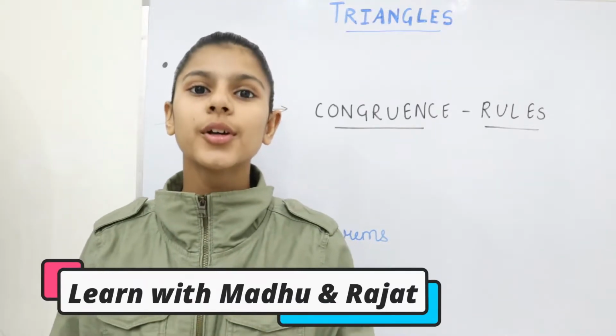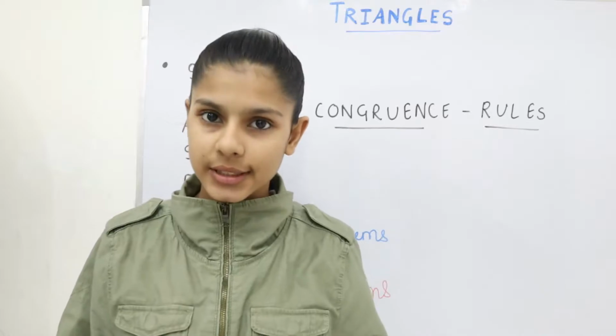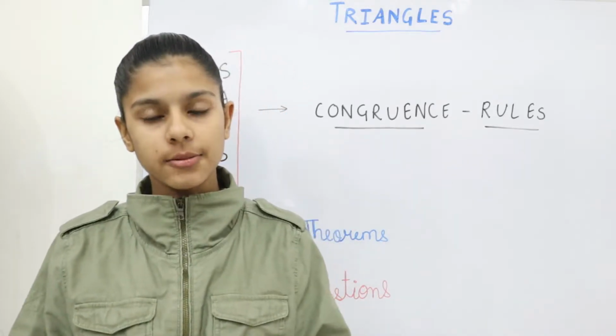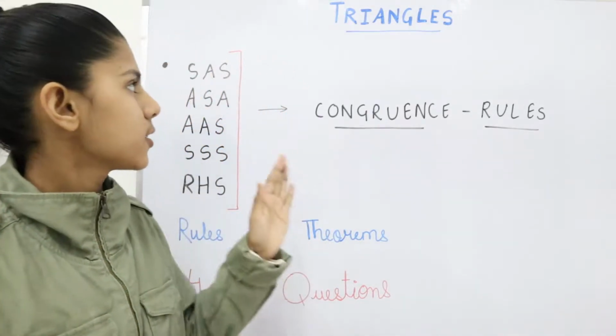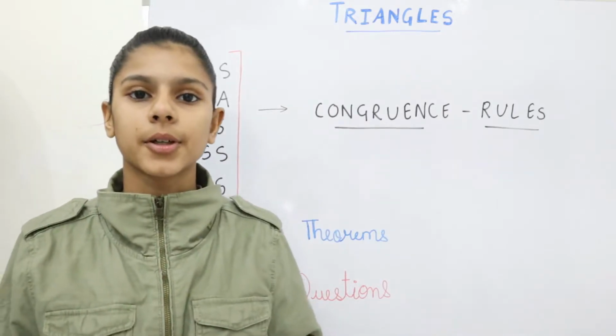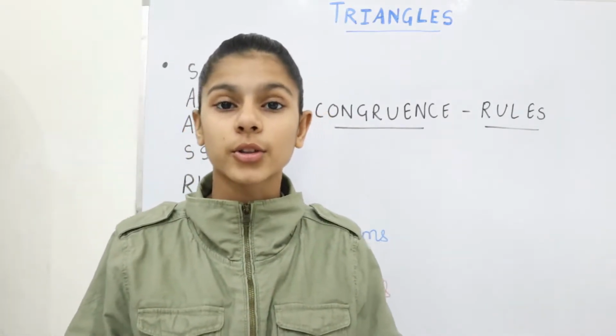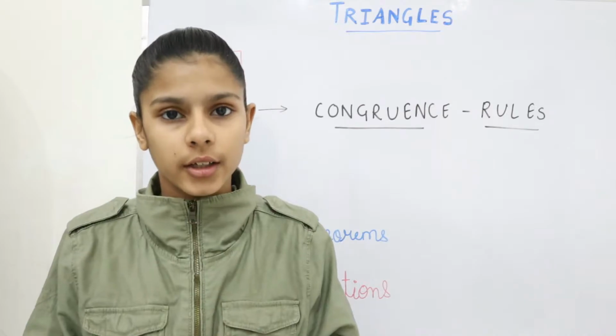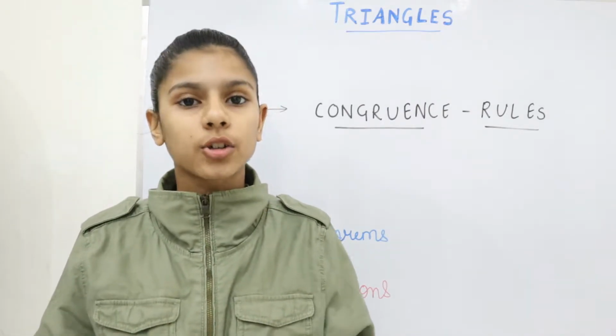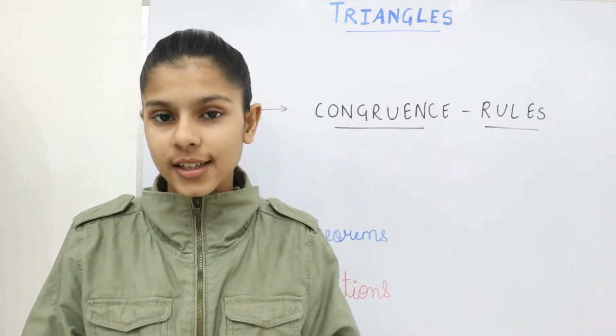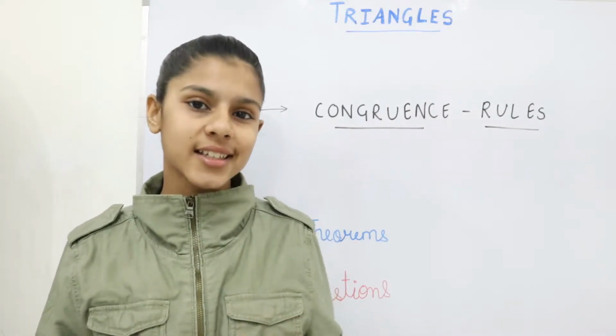Everyone, I am Madhu. So friends, today we are going to discuss chapter number 7 of class 9 maths, which is triangles. In this chapter, basically we are discussing the congruency of a triangle, when two triangles are congruent. What is congruency? About this topic we will discuss later on.